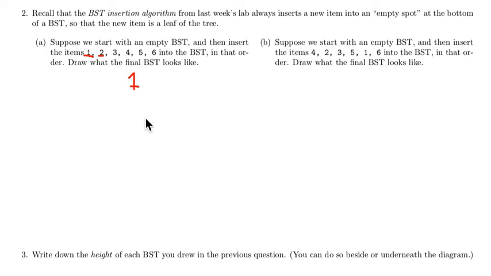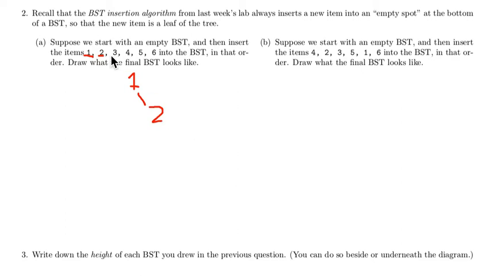Remember, with the insertion algorithm, the first thing we have to do is decide where to put the new node. So we compare it to our root, which is currently 1, and we say, okay, if it's less than our root, then we put it in the left subtree. If it's greater than our root, we put it to the right. So 2 is obviously greater than 1, so we'll put it in our right subtree.